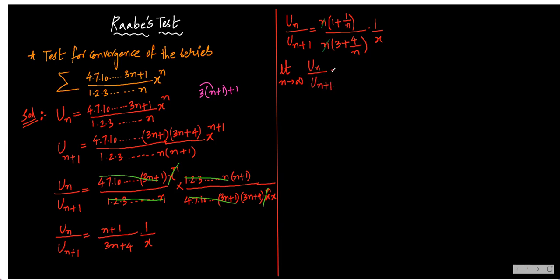Before applying the limit, whatever the constant term is, we can pull it out. 1 by x is a constant term, so we pull it out, and the limit as n tends to infinity of (1 plus 1 by n) divided by (3 plus 4 by n). After applying the limit, the 1 by n and 4 by n terms become 0. So finally, what is left is 1 by 3.